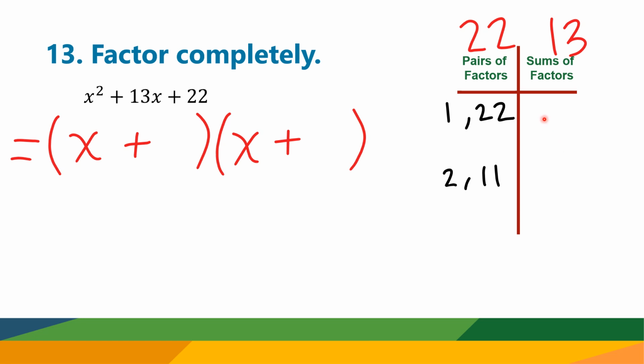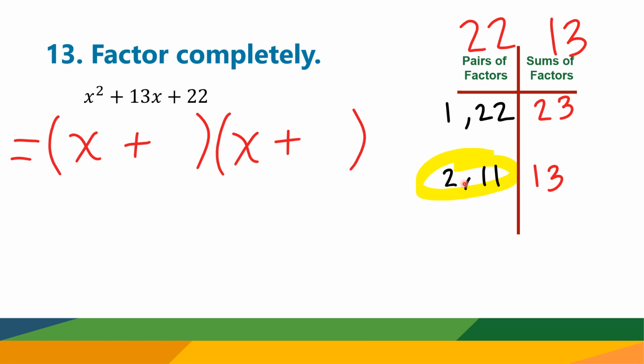All right, so add those up to fill in the second column, the sums of the factors. 1 plus 22 is 23. 2 plus 11 is 13. That's what we were looking for. We were looking for 13. So that's our factor pair.